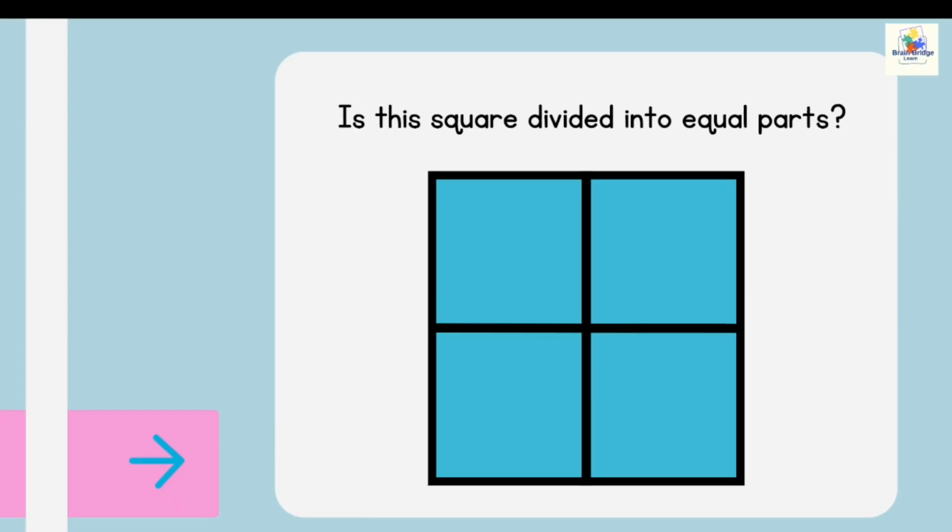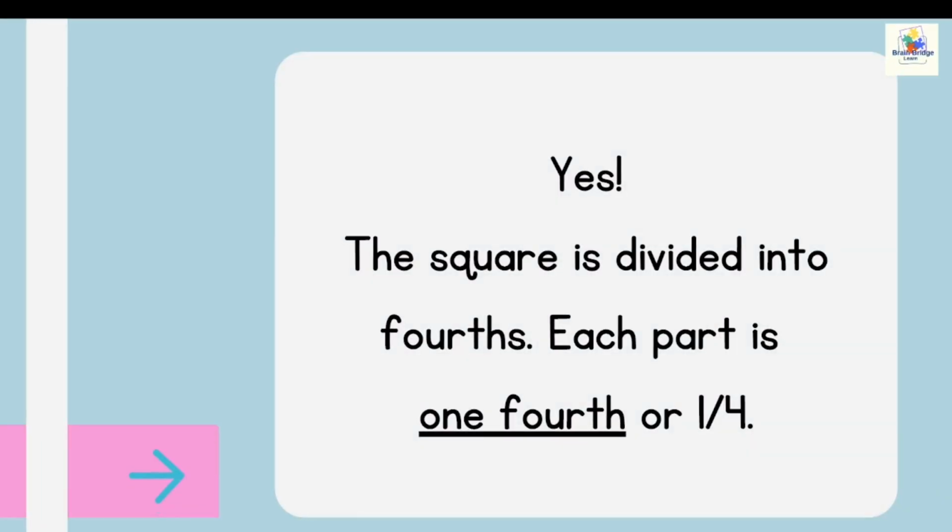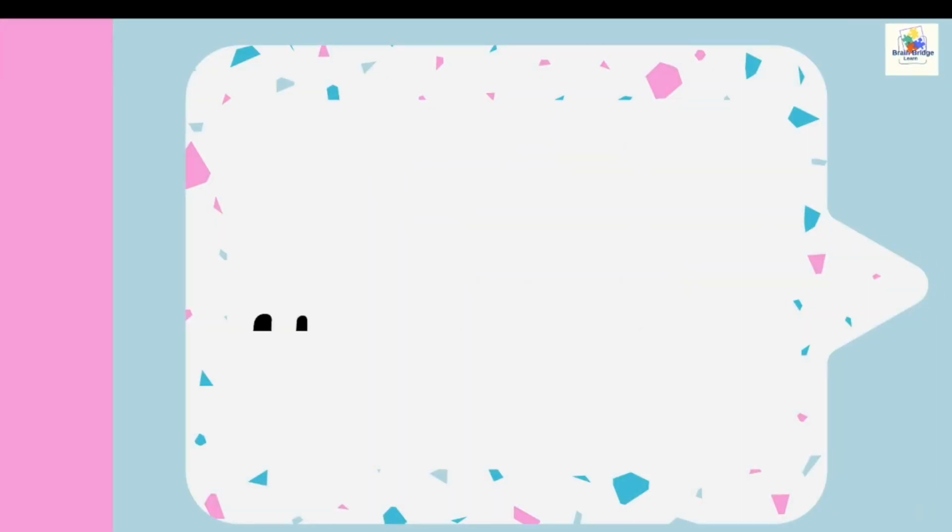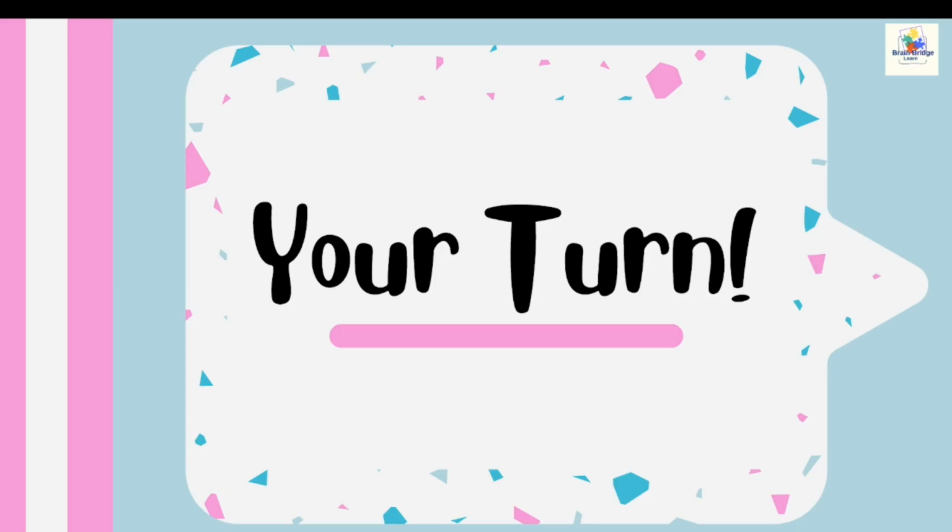Is this square divided into equal parts? You must say it nicely. So, yes, the square is divided into fourths. Each part is 1/4. So now it's your turn to answer.